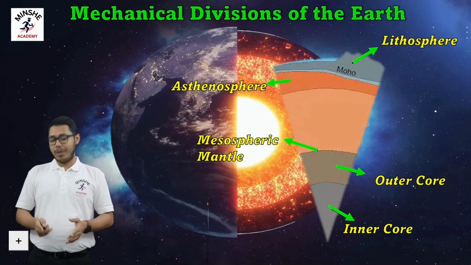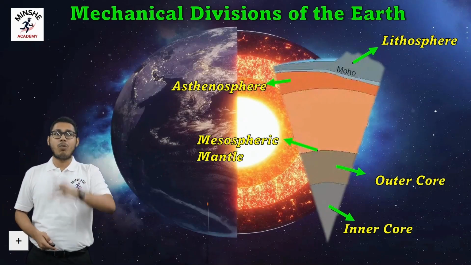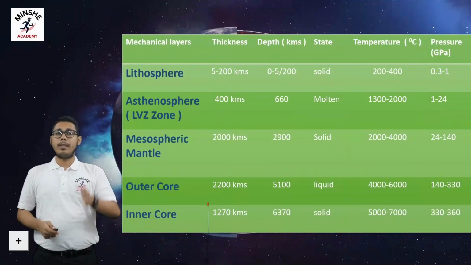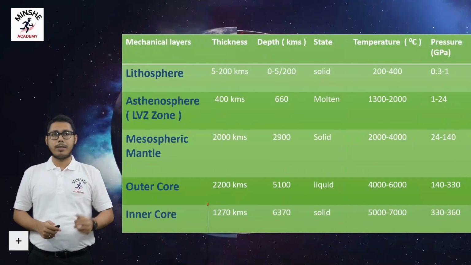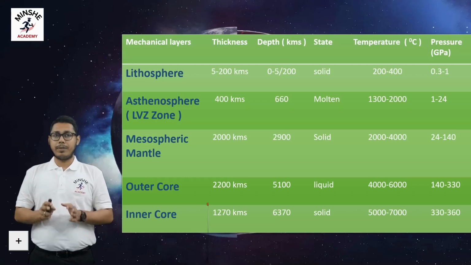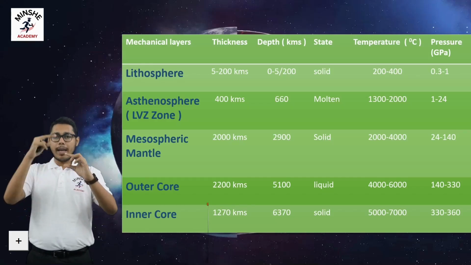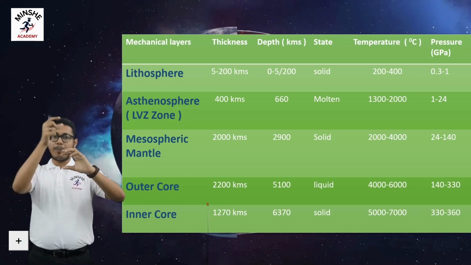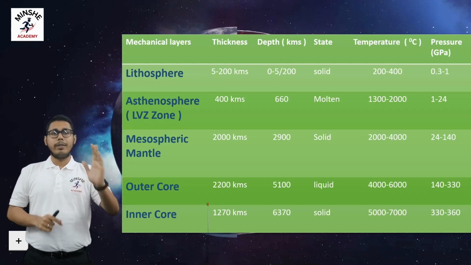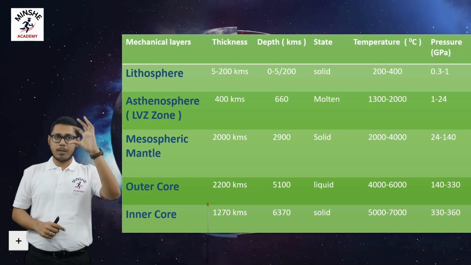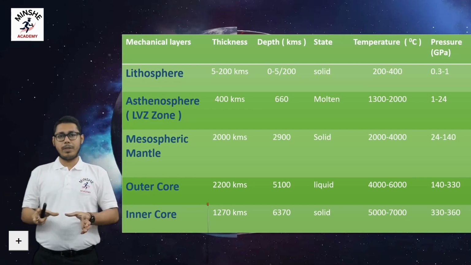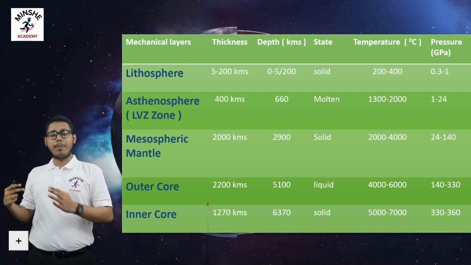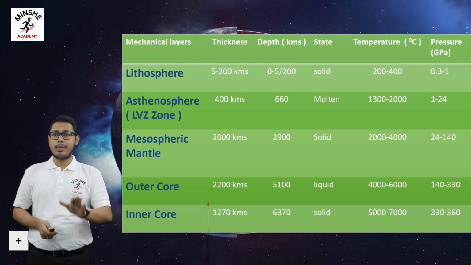Now to know more about them, let's see the various qualities or characteristics that they have. Now the lithosphere, as I already said, has a thickness ranging from 5 to 200 kilometers. And thickness and depth have a difference. Always remember, thickness means its thickness, and depth means its thickness plus whatever was above it, right? So I think you already know. The lithosphere is the first 5 to 200 kilometers that mainly covers the surface of the Earth, right? Its state is solid, as I already said. Its temperature, the highest temperature that it reaches, is about 200 to 400 degrees Celsius, right?